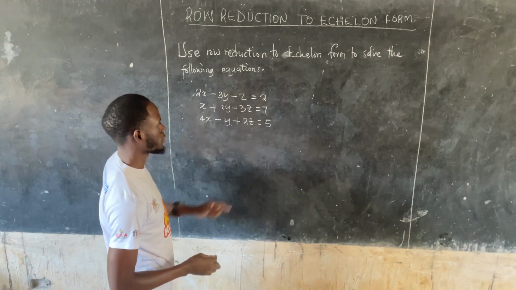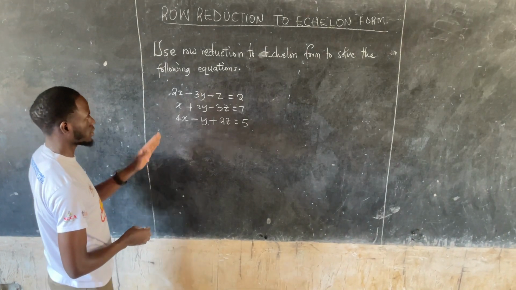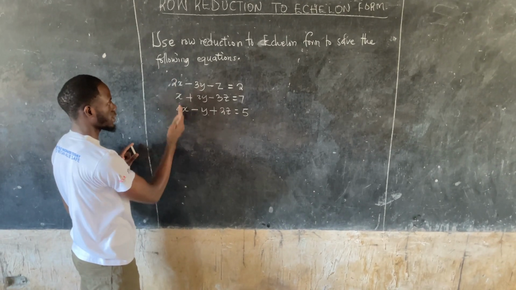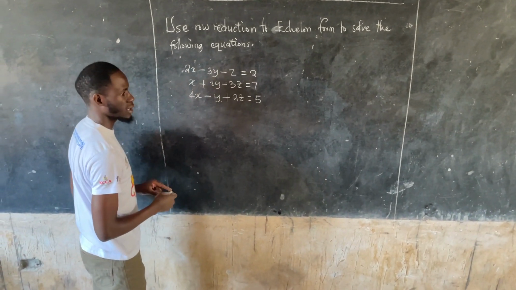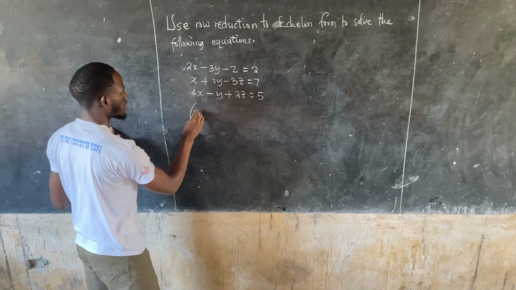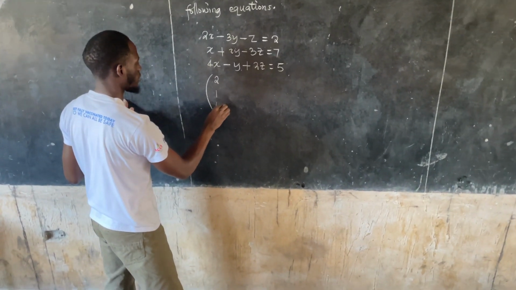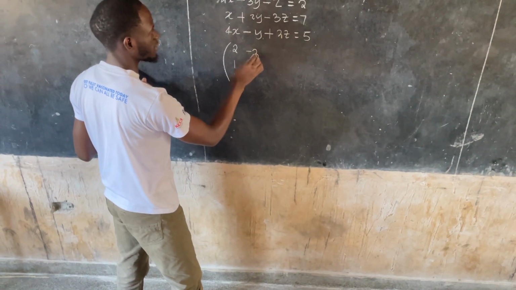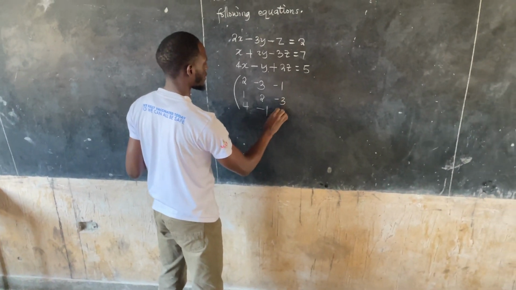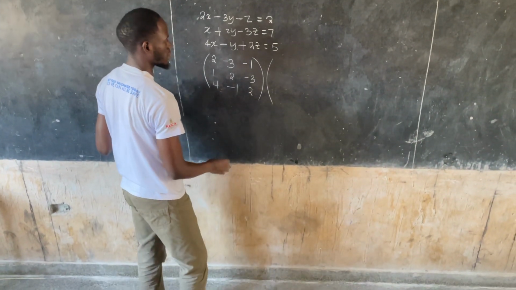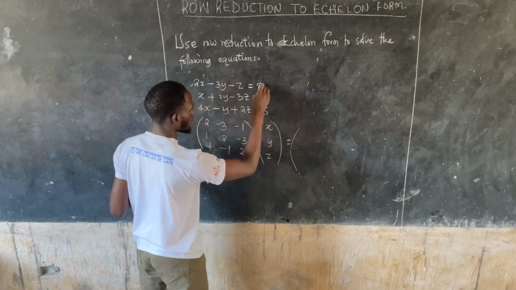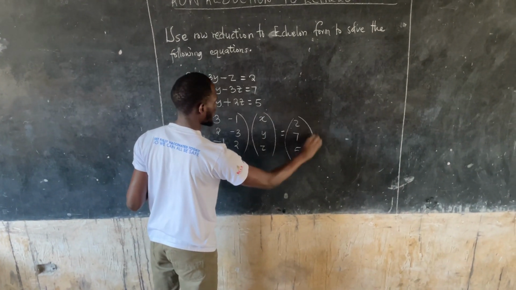To solve simultaneous equations using reduction echelon form, we first get out the coefficients of x, y, and z. We have to take note that they are supposed to be in order x, y, and z. Then we put the coefficients in the matrix, which is 2, 1, 4, -3, 2, -1, then -1, -3, 2. These are multiplied with the matrix x, y, z being equal to 2, 7, 5.